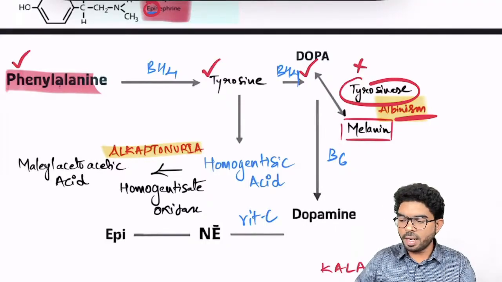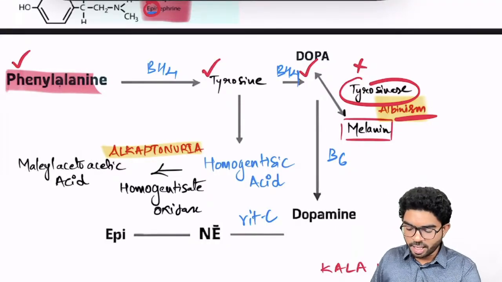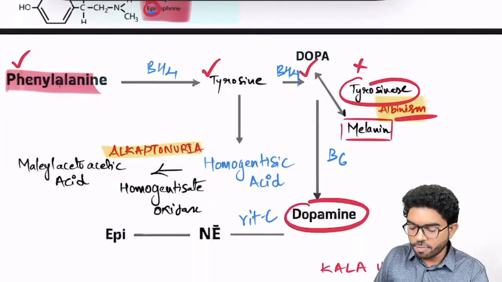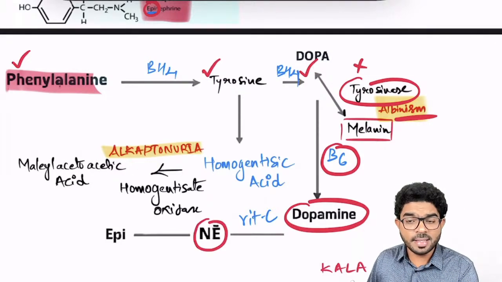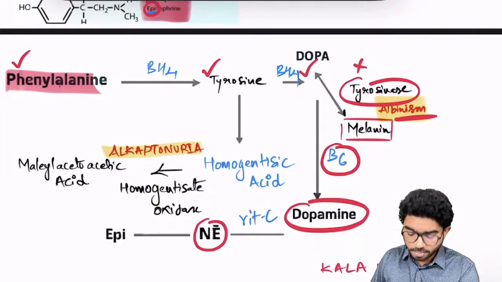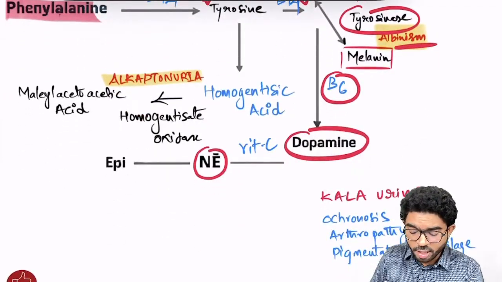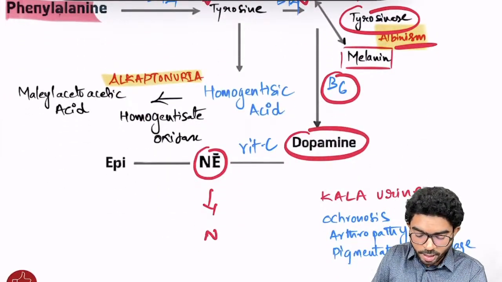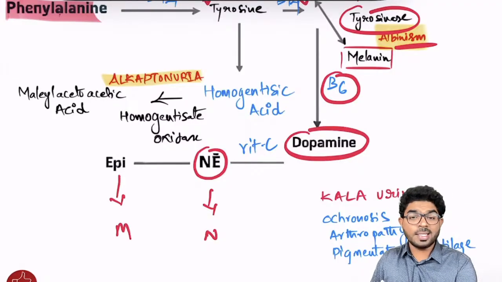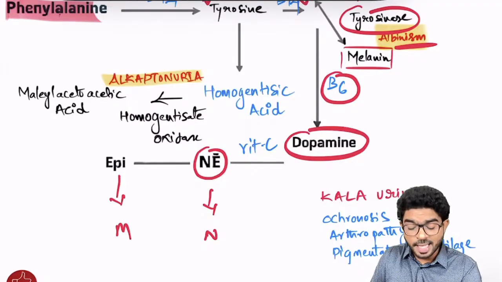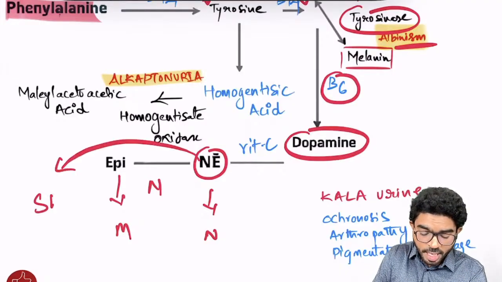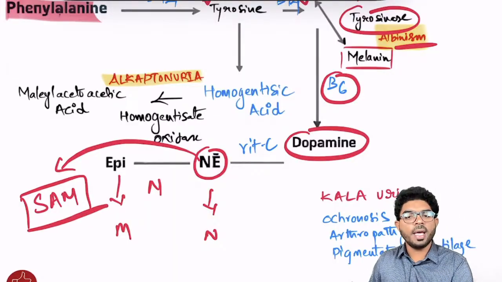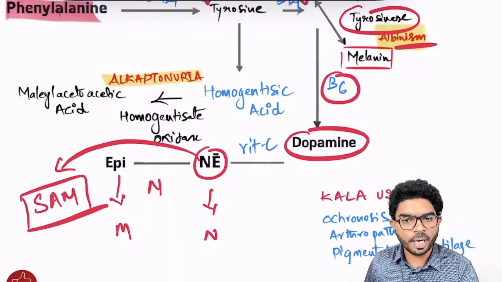Now what is going to happen? Now I'm having DOPA. DOPA is being converted into dopamine in the presence of B6, decarboxylase. Now what is happening? Dopamine is converted into norepinephrine in the presence of vitamin C, hydroxylase. The norepinephrine, having no methyl group, is being converted into epinephrine, which has a methyl group. What is that methylation basically called? It is N-methylation. Who is providing this methyl group? The methyl group is being provided by SAM.